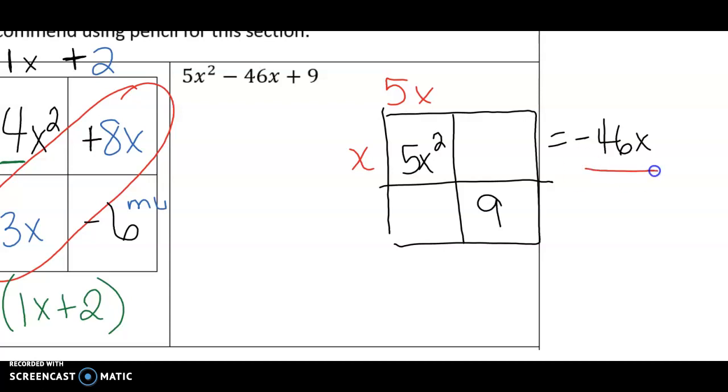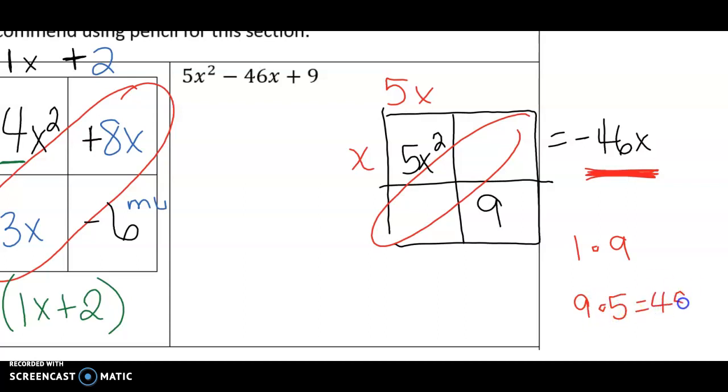I do know this. I need a very large number in these two middle boxes because I got a 46 there. I can get a very large number if I multiply 1 times 9. And notice this. 9 times 5 is 45, which looks a lot like 46. Again, I'm using my math reasoning skills here with multiplication. This is something that you build as you practice. So you have to practice it in order to be good at this.